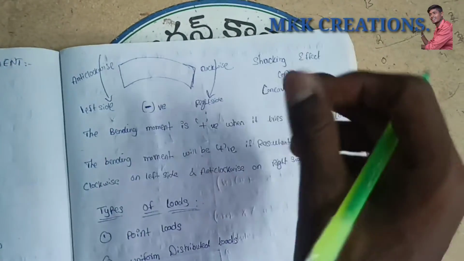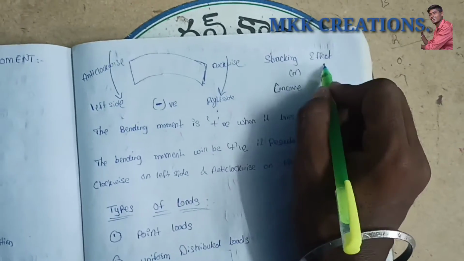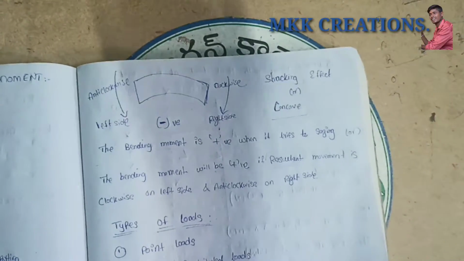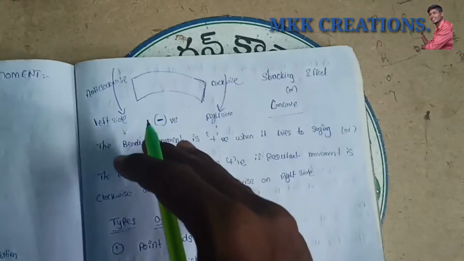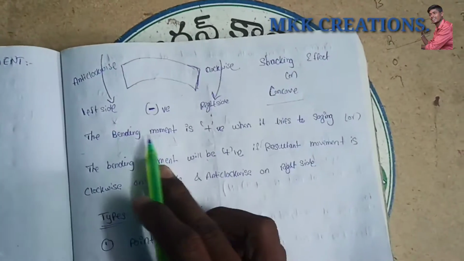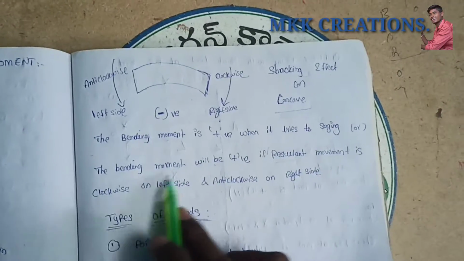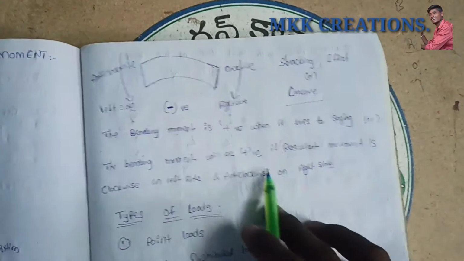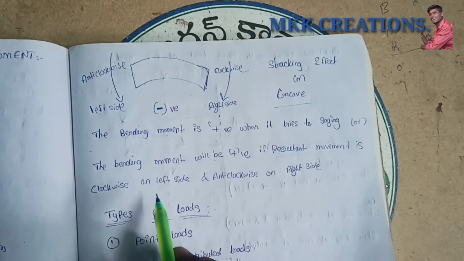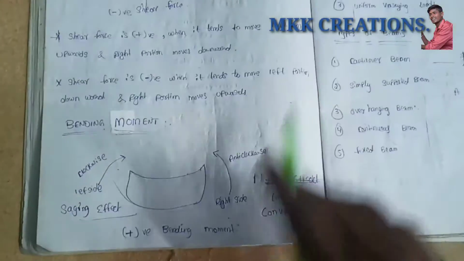This is concave, so we can call it the hogging effect or concave effect. When the body moves with the right side clockwise and the left side anti-clockwise, this can be understood while solving problems. The bending moment is positive when it tries to sag, that is, if the resultant moment is clockwise on the left side. So left side clockwise and right side anti-clockwise means it is a positive bending moment.